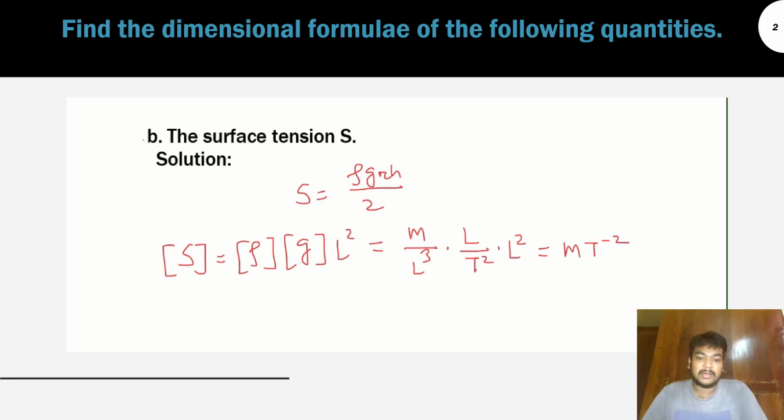Here I have written the dimension of rho is M divided by L cube. This is because density is mass per volume. The dimension of volume is L cube.